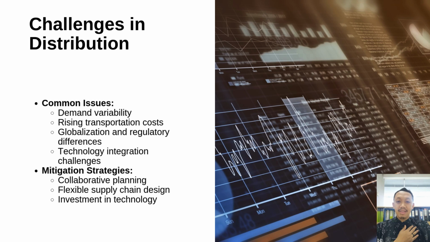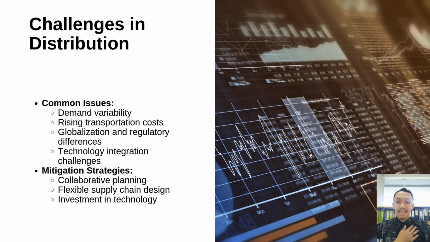Slide 11. Challenges in distribution management. First, demand variability. Fluctuations in customer demand make inventory and supply chain planning difficult. Second, rising transportation costs, as costs for fuel, labor, and fleet maintenance are consistently increasing. Third, globalization and regulatory differences. Operating across multiple countries introduces complexities due to varying regulations, tariffs, and trade policies. Fourth, technology integration challenges. Implementing new technologies like IoT, WMS, and TMS can be expensive and time-consuming.